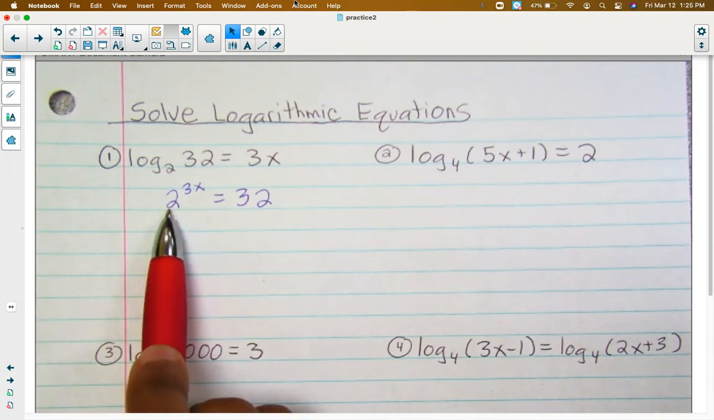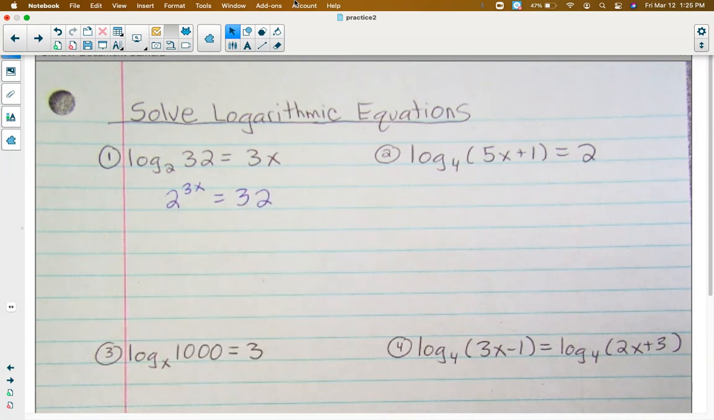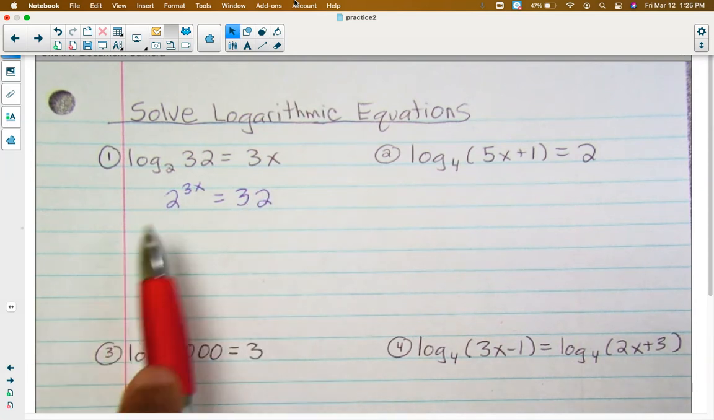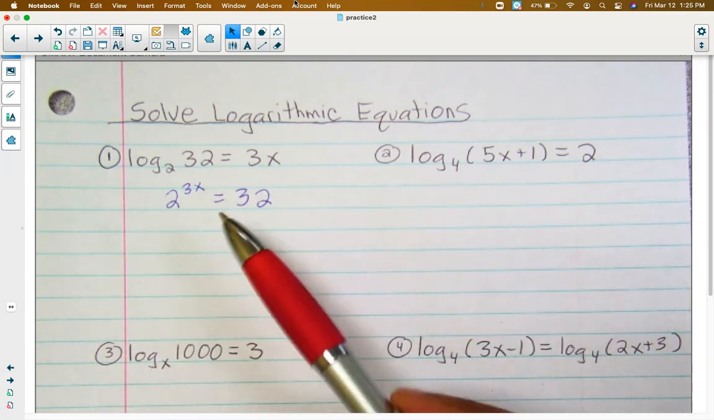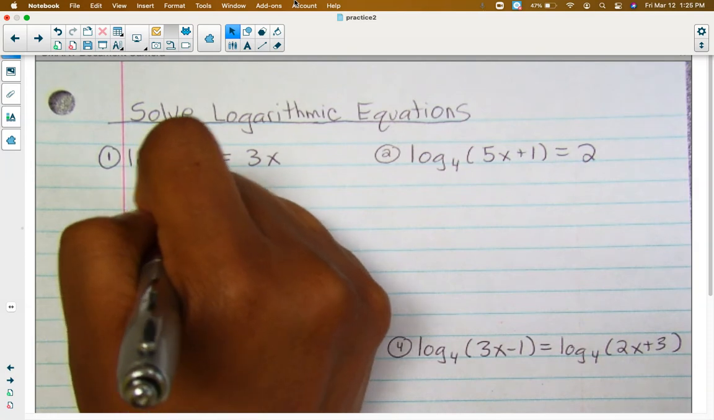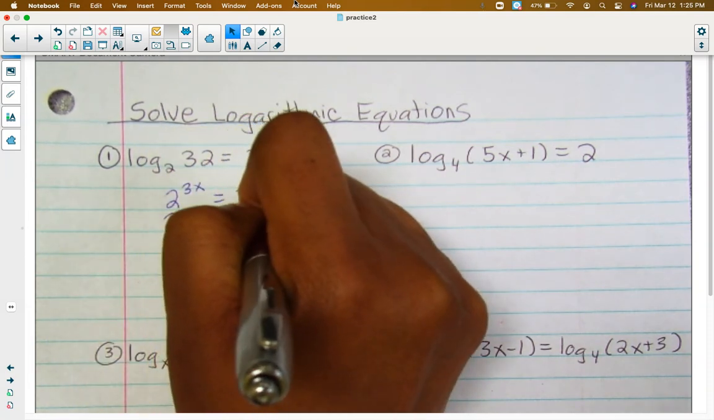Now from here, this turns into an exponential equation that we learned how to solve a few days ago. We need to make these be the same base. So if you have that chart with the numbers out, you may want to pull that out. We need to check to see if we can make them the same base. I can change 32 to be a base of 2. 32 is 2 to the 5th power.